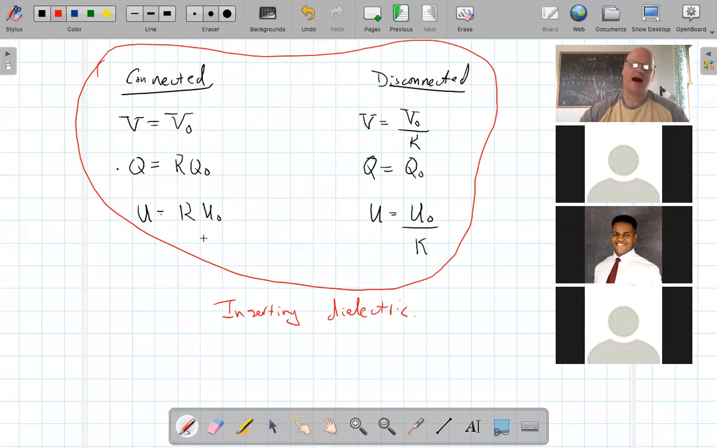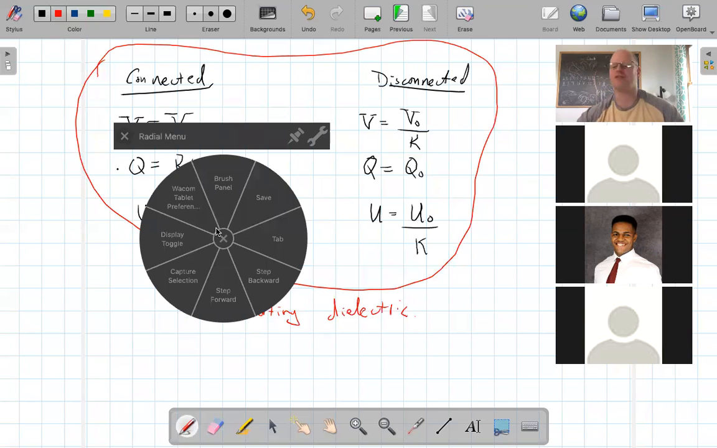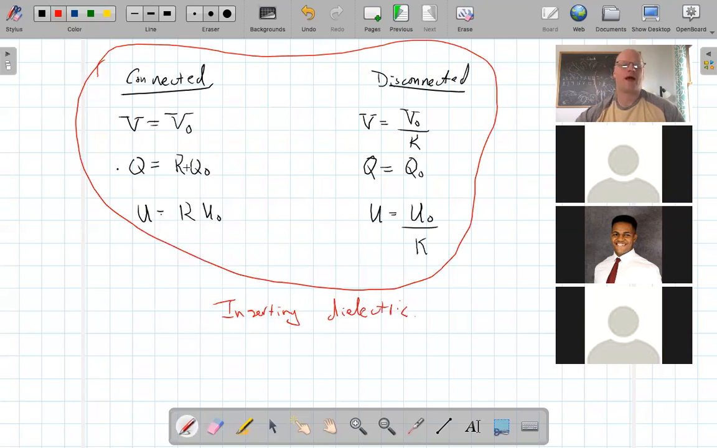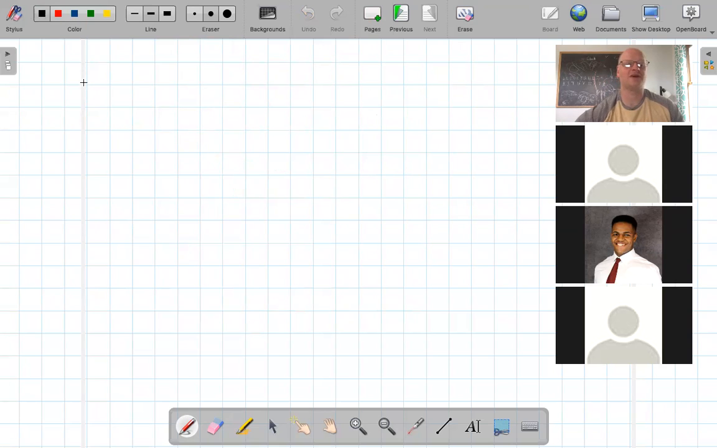Now, if I pull out the dielectric or I remove it, these things are then opposite. So what happened then is that the charge would go down, the energy would go down, here the potential would go up, and the energy would go up if I pulled it out. So just the opposite would be true. So good, so this is all chapter 26. So now we can start talking about chapter 27.